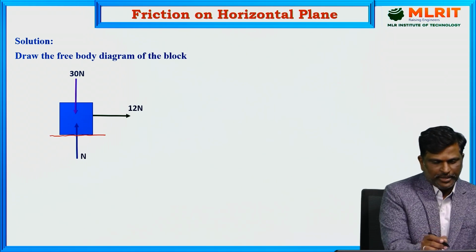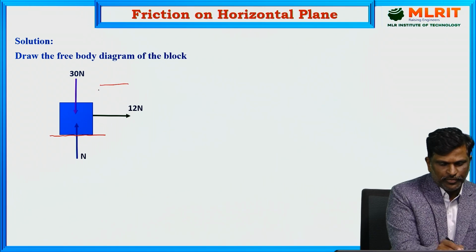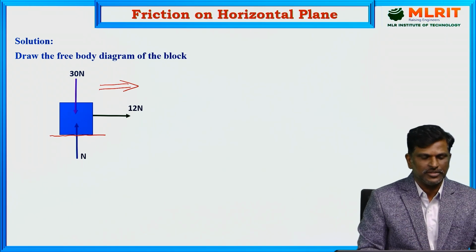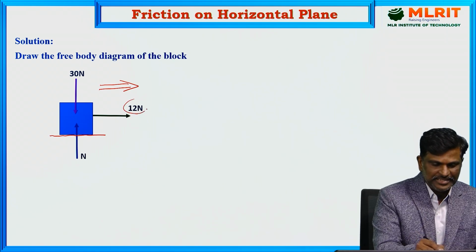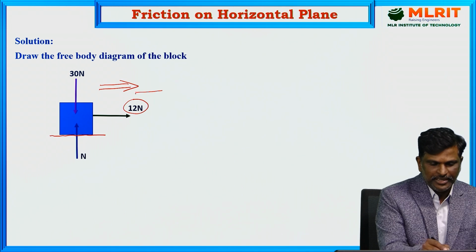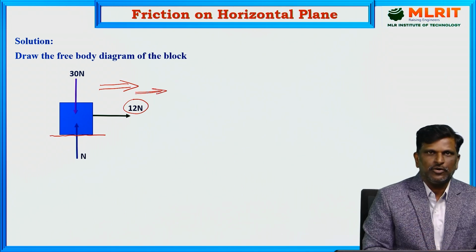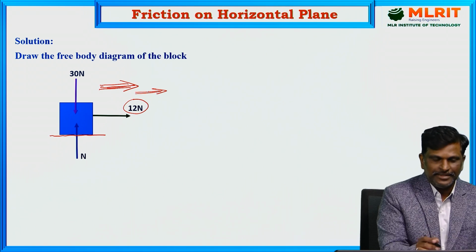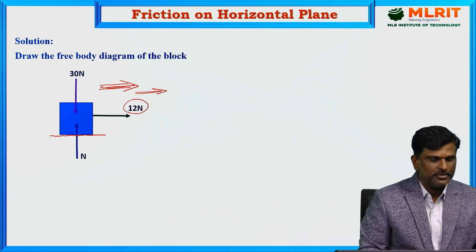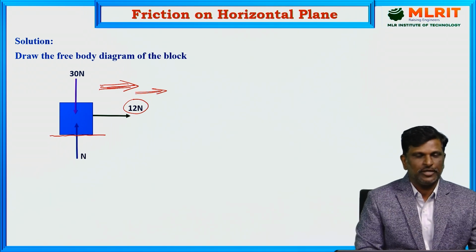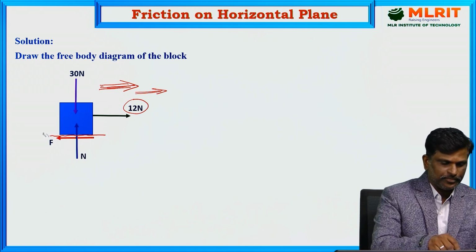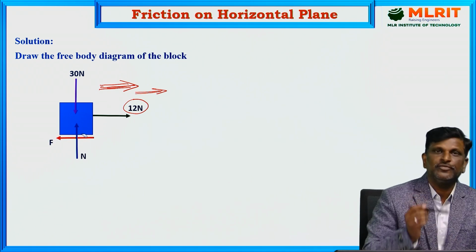Now the body tends to move in the direction of the 12 Newton force. The 12 Newton force is trying to move the body in its line of action. Now the tendency of the body is to move towards the right side, therefore the friction will be in the opposite direction to the motion of the body. The friction is opposite to the direction of motion.